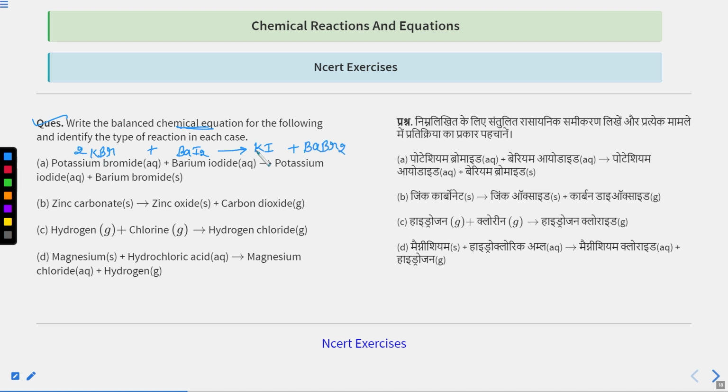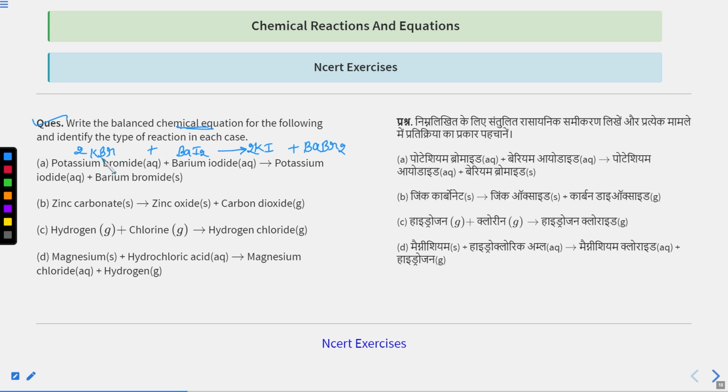If you want to balance this, you can put 2 here and 2 here. Now this equation is completely balanced. You can see the total number of atoms of each and every element on the reactant side and product side are equal, right? You can see 2 potassium left side, 2 potassium right side, 2 Br left side, 2 Br right side, 1 barium left side, 1 barium right side, 2 I left side, 2 I right side. This equation is a completely balanced equation.